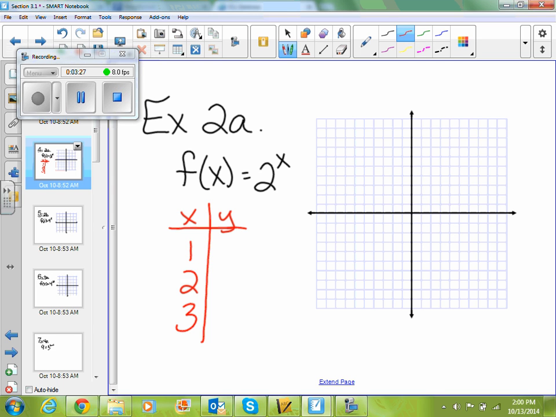So if I plug in 1, then I get 2 to the first power. And what's 2 to the first power? 2. Okay, if I plug in 2, then I get 2 to the second power. What's 2 squared? 4. Okay, and if I plug in 3, I get 2 cubed. And what's 2 to the third power? 8. Perfect. So if I go ahead and graph those points, 1, 2 is over 1 up 2, 2, 4 is over 2 up 4, and 3, 8 is over 3 up 8.